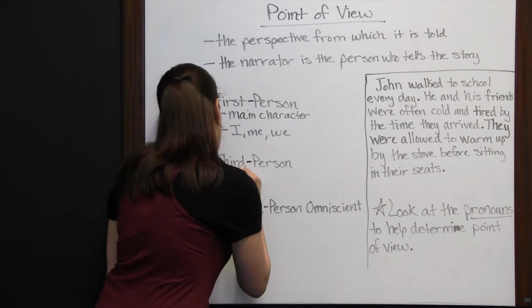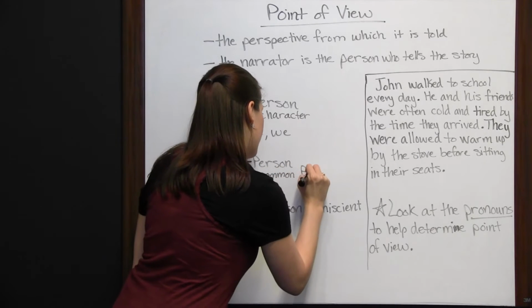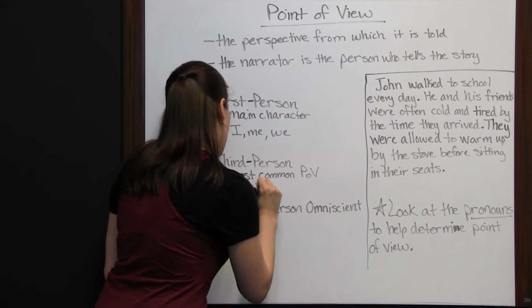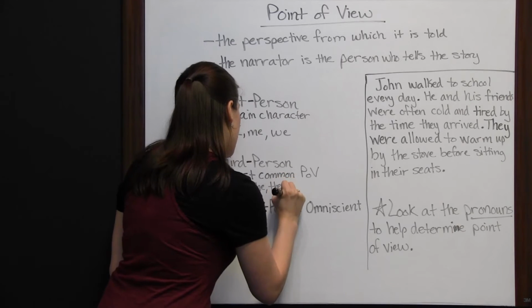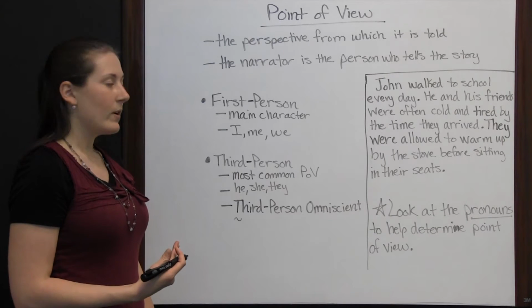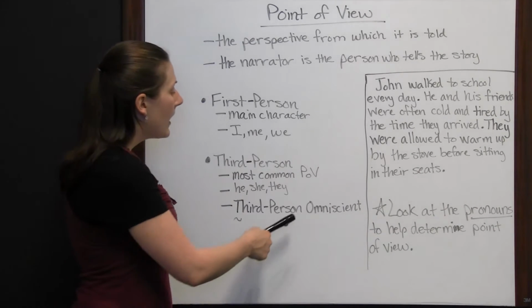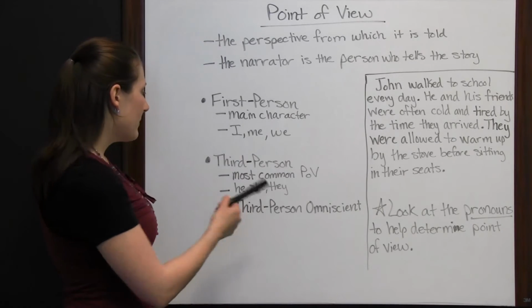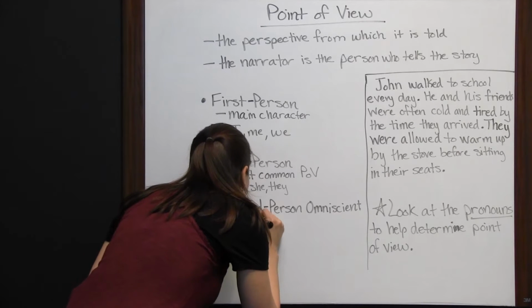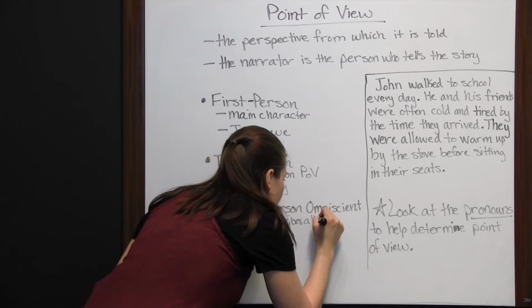Third person is the most common point of view. And you're going to see pronouns like he, she, and they. The narrator is going to talk about other characters, but the narrator is not one of the characters. And third person omniscient is very common as well. Omniscient means all-knowing. So a third person omniscient narrator is going to be one who describes all other characters.